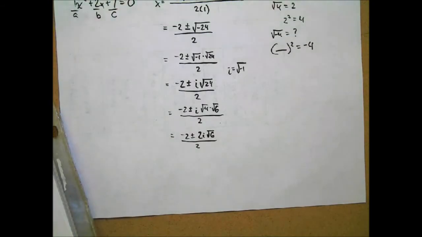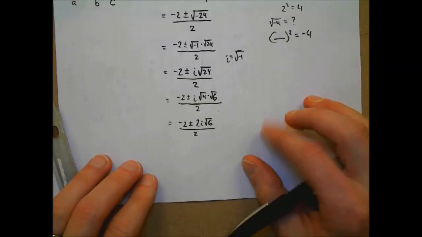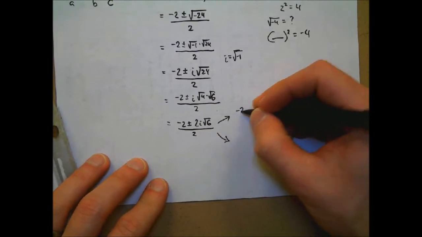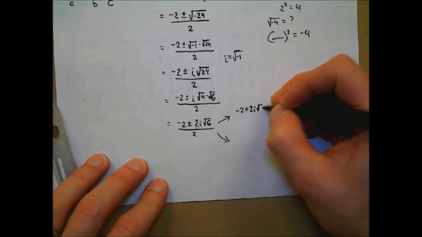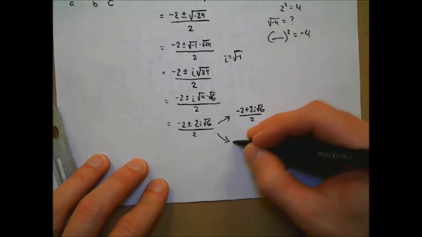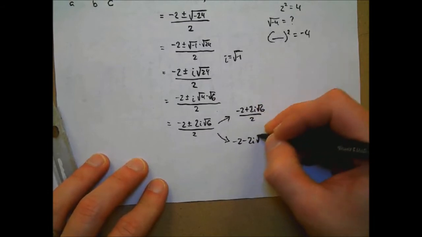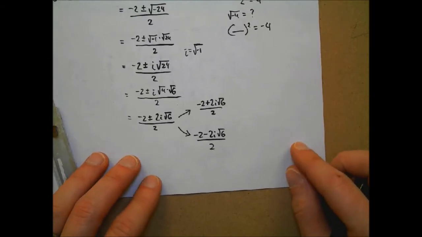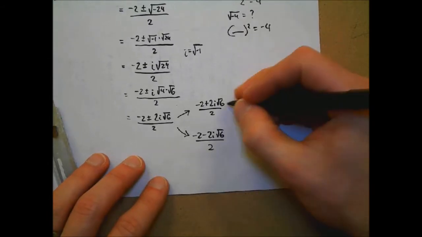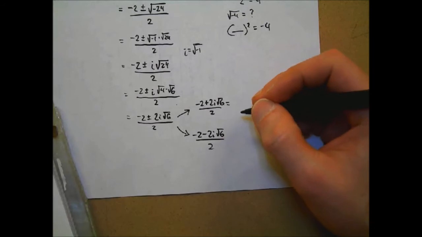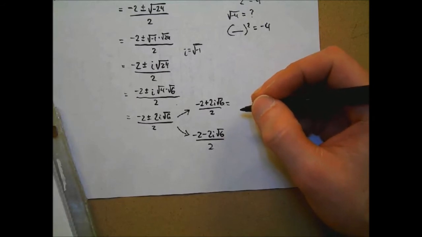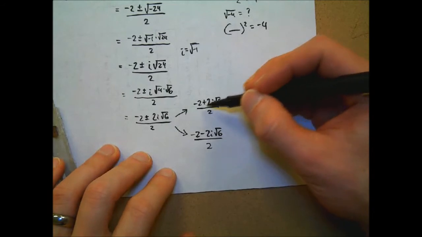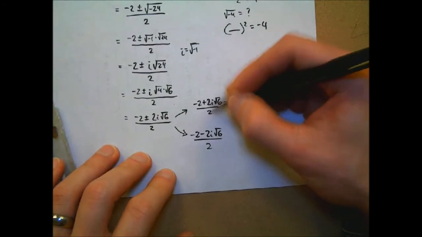Okay, and then we'll break up those. So, Lauren, this is where you're having some difficulty, right? Aaron, you too, this is where you guys were kind of confused, right? We're going to take our numerator and we're going to make this one fraction, we're going to break it up into two fractions. Negative 2 over 2 plus 2i root 6 over 2. Okay, and then same thing down here. Negative 2 over 2 minus 2i root 6 over 2. Okay?